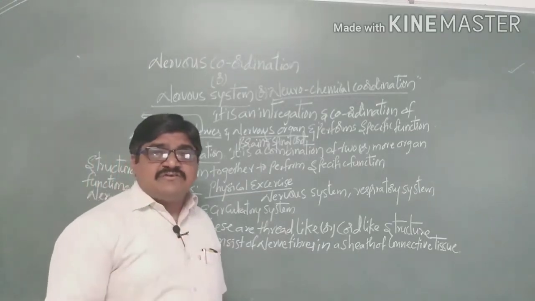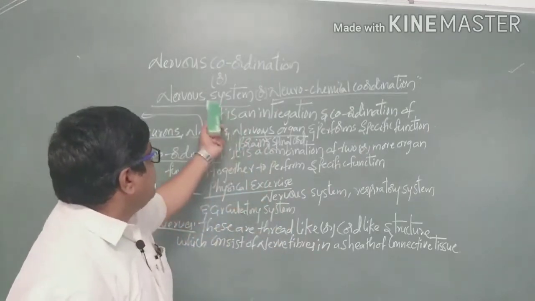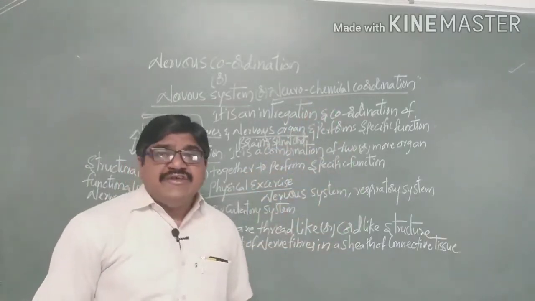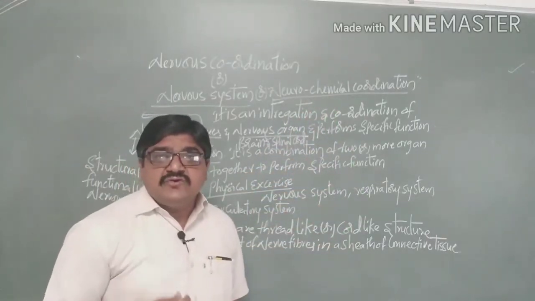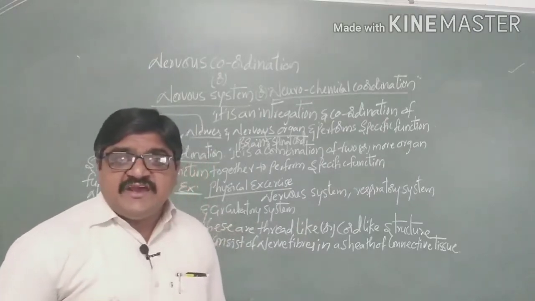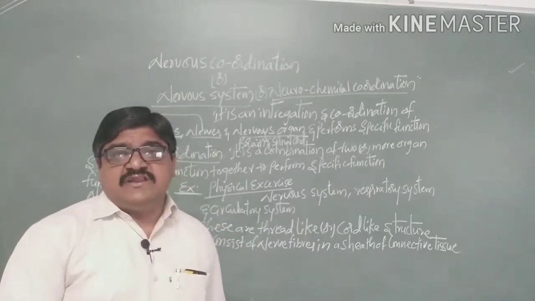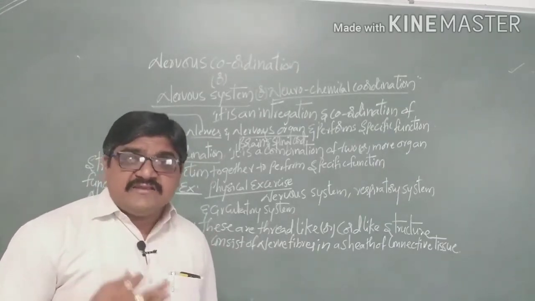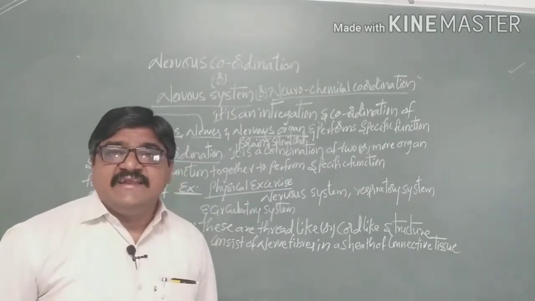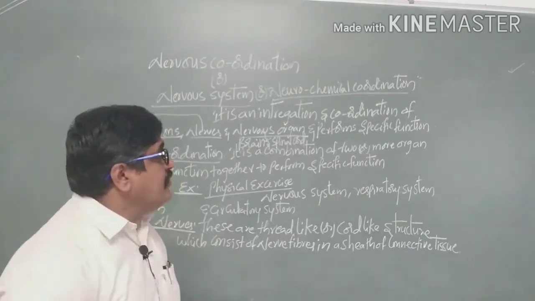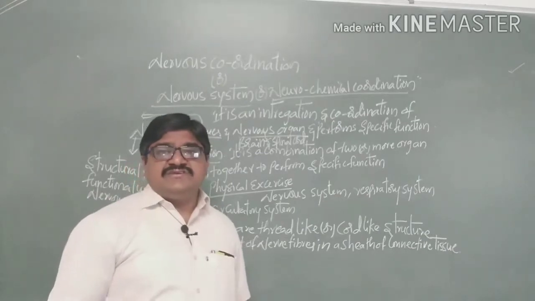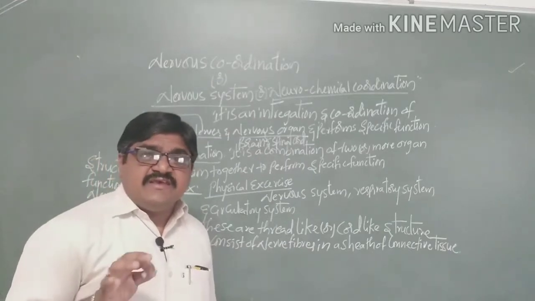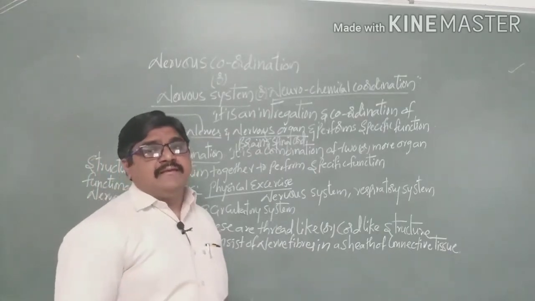This type of process we can call the nervous system, or otherwise a neurochemical coordination. Why we call it neurochemical coordination is because it involves hormones. Hormones are also transmitted through the nerves. So it is a combination of both nervous as well as chemical coordination, which takes place in our body.